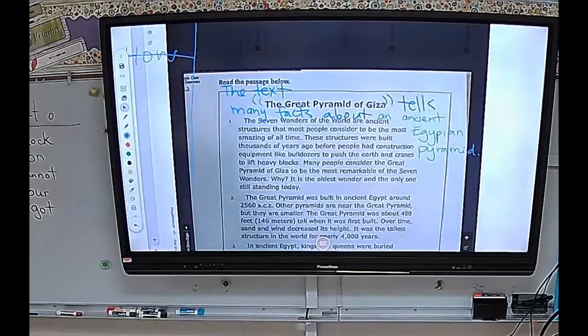So I guess the Great Pyramid tells me facts about the Great Pyramid. This is your title and author. So that's your title and author sentence. It doesn't have an author, does it? Does it say by so and so? Does it say about the Great Pyramid, about the Giza? Does it have the author in it? Does it say who wrote this one?